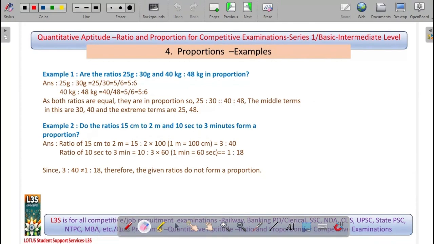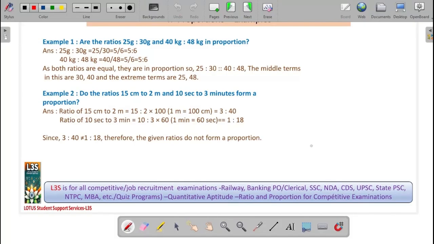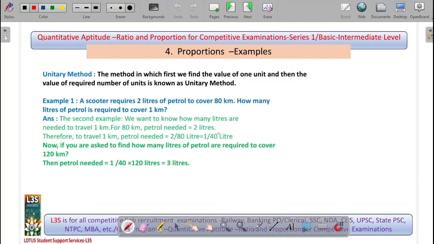Some more examples. Then the unitary method. The method in which we first find the value of one unit and then the value of the required number of units is known as the unitary method. Okay, we'll do one example and it will be clear.